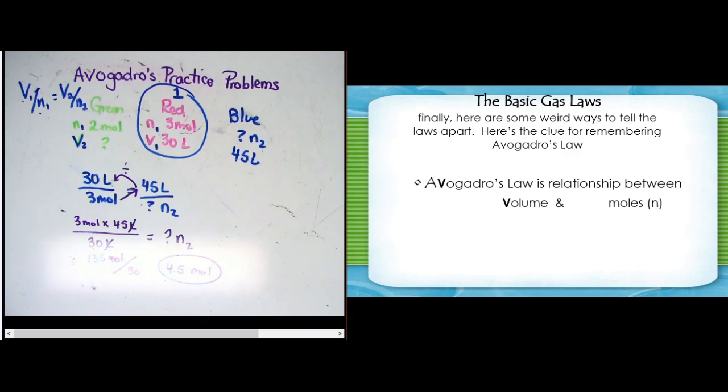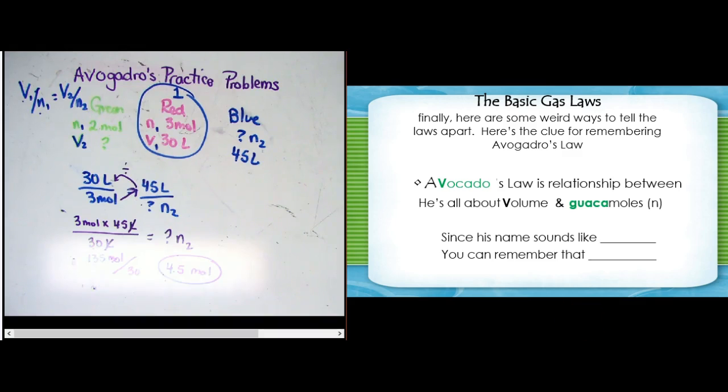All right, so the only other thing I want to do really fast, and I want to try to get this done in about 30 seconds, is that for each one of these laws, there are weird ways of being able to remember them. I've already kind of done this one, and here's the clue: Avogadro's law is a relationship between volume and moles. Since his name sounds like avocado, we're going to pay attention to that V. V is for volume. And you can remember that he's all about the volume and the guacamoles, because avocados are all about guacamole. So use that as you can to help you remember Avogadro's law, and I will be talking to you about Boyle's law coming next.